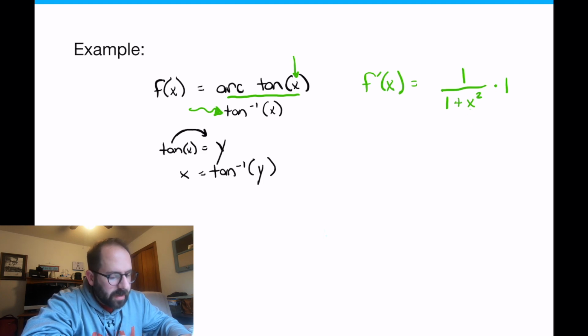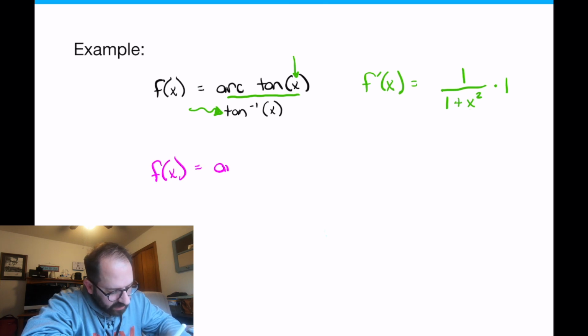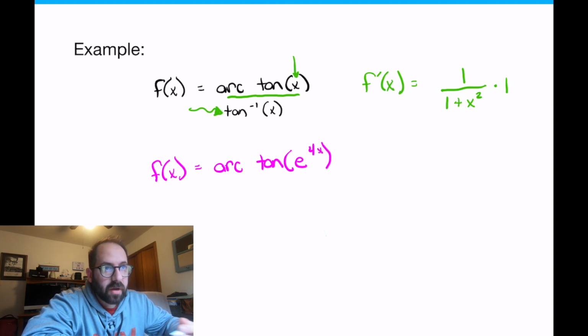Okay, so let me do an example here. Maybe I put something a little more complicated on the inside, so you can see how that's going to work. Let me get rid of this stuff here. So let's say my function had something weird in there. Let's go tangent, and let's go e to the 4x. So this is arctangent of e to the 4x.